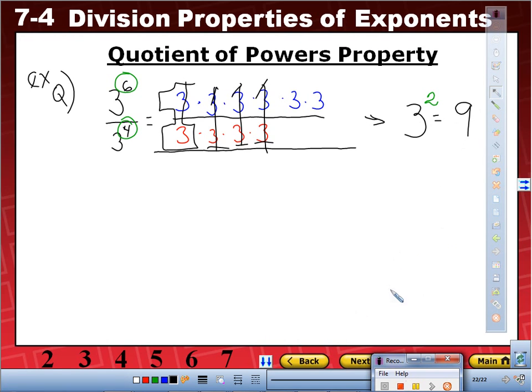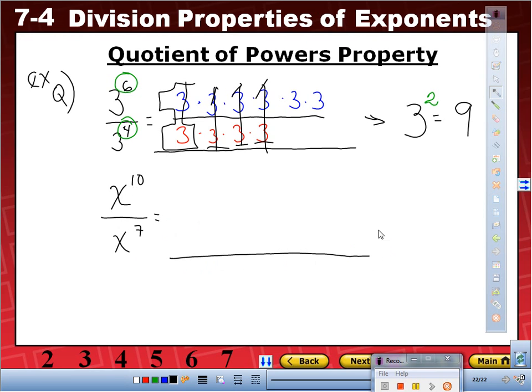All right. Now, let me show you another example, but I'm going to use variables. Copy this down, please. X to the, somebody give me a number. Okay, 10 over x to the 7. If that same rule applies to variables the same as numbers, show me the work and then simplify at the end, please.